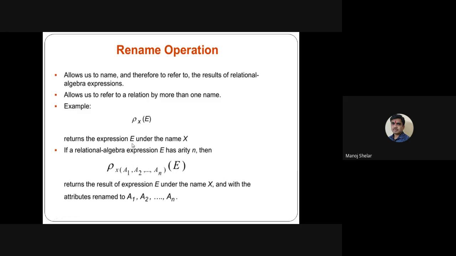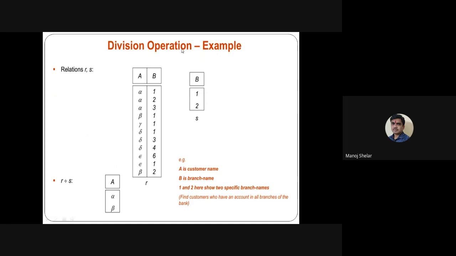Using this rename operation, now the division operation means divide. So A B is one relation, meaning the R relation, and S is the second relation. So R divided by S. Here 1 divided by 2 is available, and this 1 by 2 is common. So here 1 by 2 gives alpha, so alpha is the result.